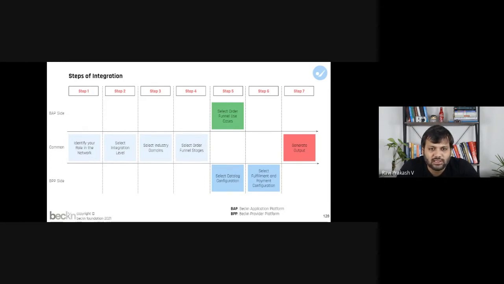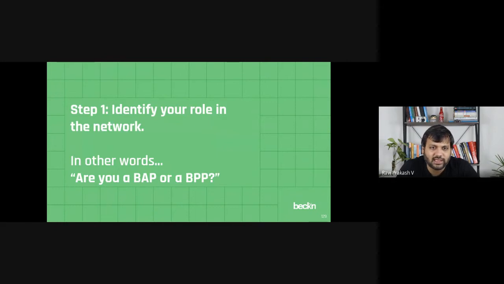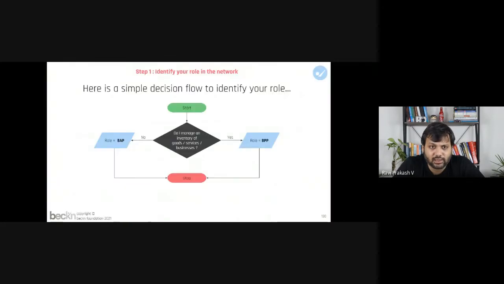Let's look at each of these steps slightly in more detail. First step is obviously to identify your role in the network. In other words, you need to first determine whether you are a BAP or a BPP. Now, how do you do that? Very simple decision tree. You ask yourself, do I have an inventory of goods and services in my platform? If I'm holding an inventory of goods and services, I'm most probably a BPP. If not, I'm probably a BAP.